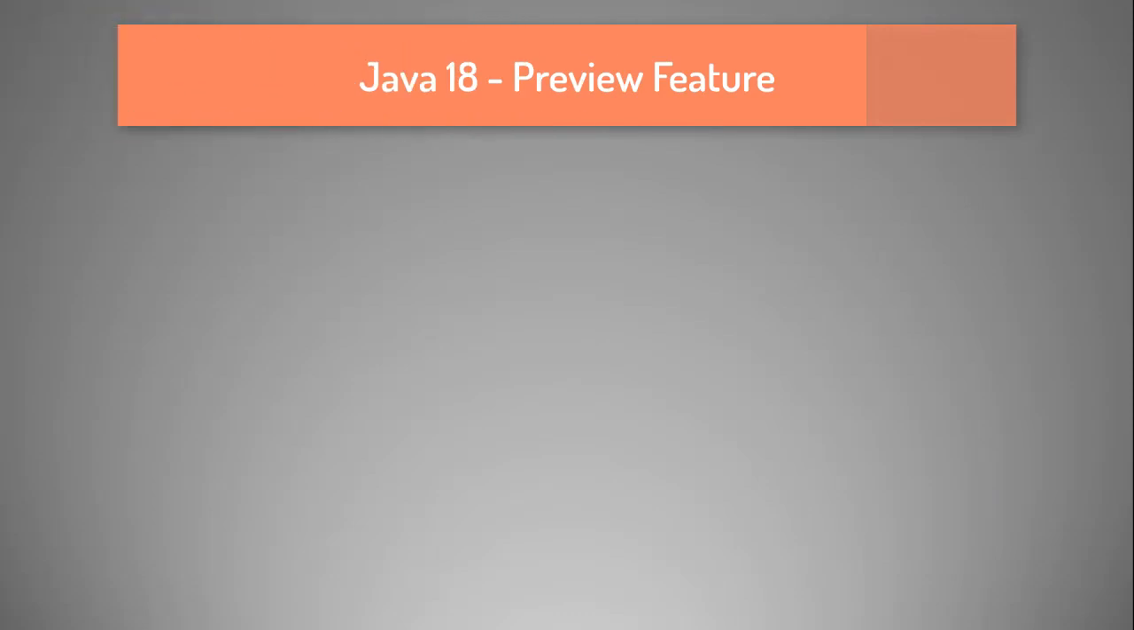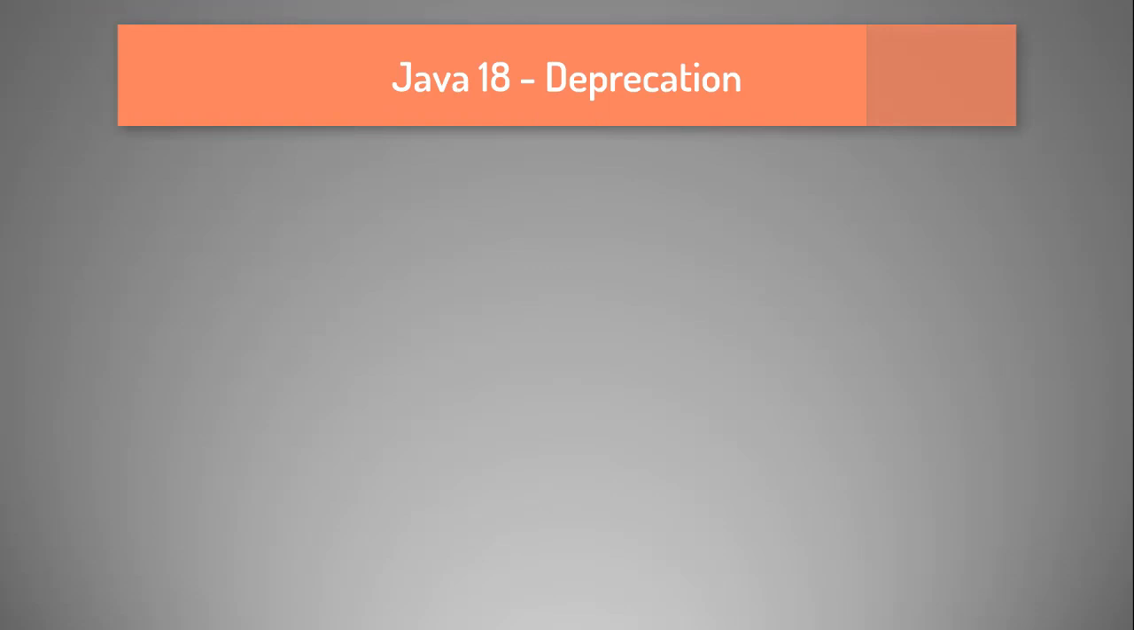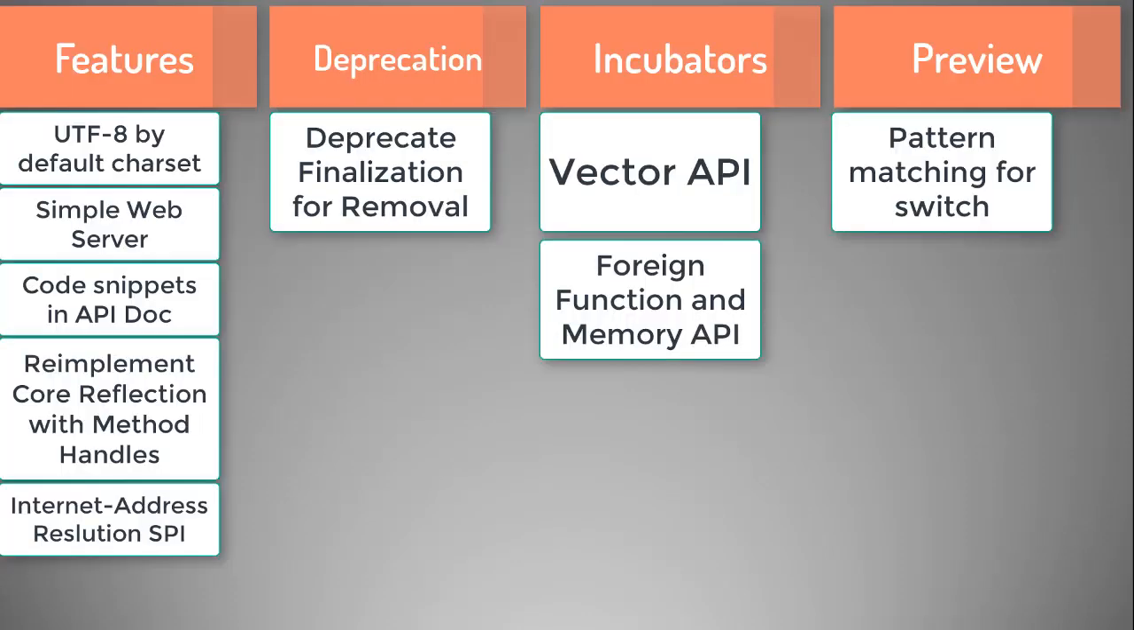Coming to the preview feature, Java 18 has one preview feature and that is pattern matching for switch. Java 18 has enhanced switch expressions in various ways. And finally, Java 18 has one deprecation. Java 18 has deprecated finalization and it will be removed in the future. Why this was necessary, we will see in the details. So this was the summary of all the changes in Java 18.